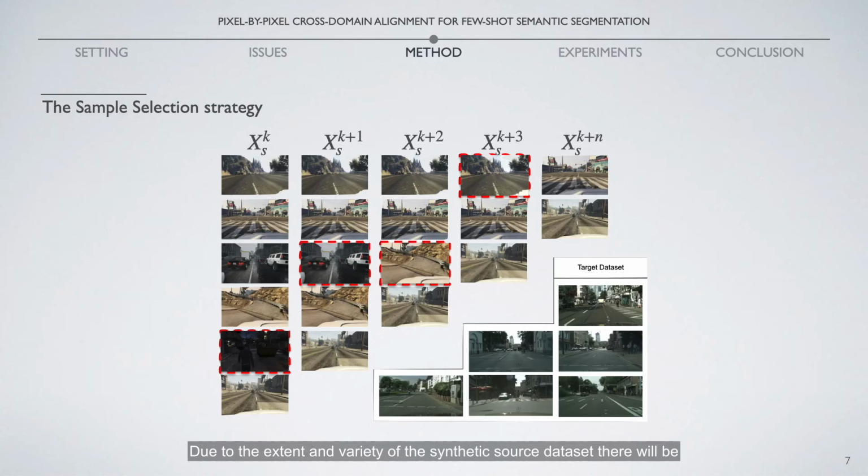Due to the extent and variety of the synthetic source dataset, there will be source samples far away and detached from the target domain, for example with a different perspective or illumination condition. Forcing the alignment to these samples can result in negative transfer from the source domain. With this in mind, we propose a sample selection procedure that, working side by side with the PixAdv loss, enhances the use of the source data by identifying and selecting source samples that are better aligned with the target semantic distribution.